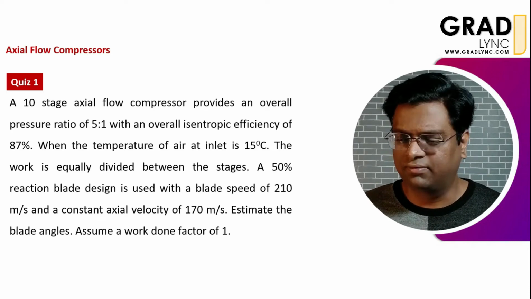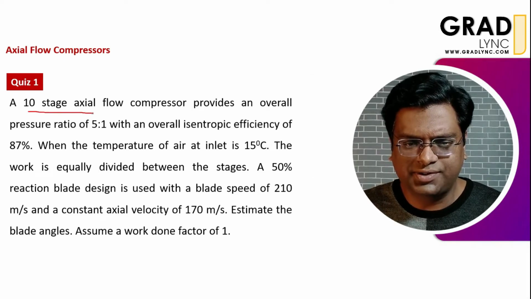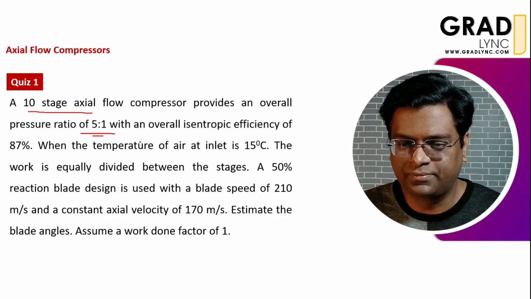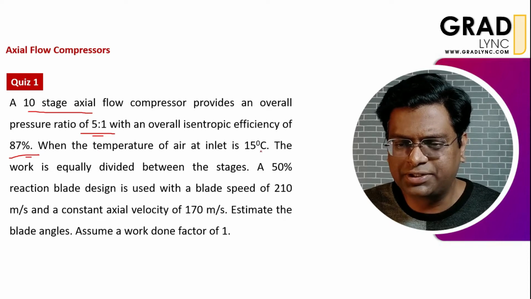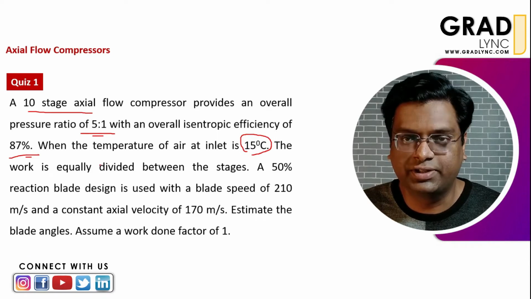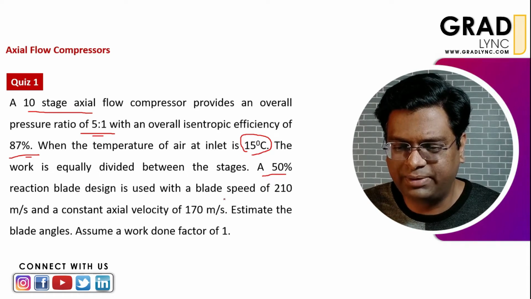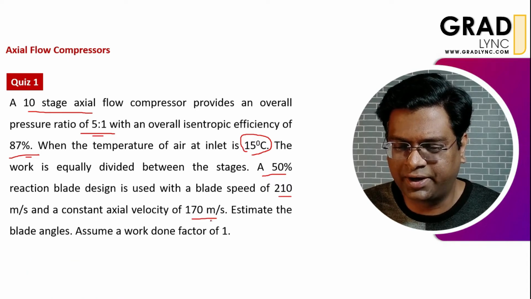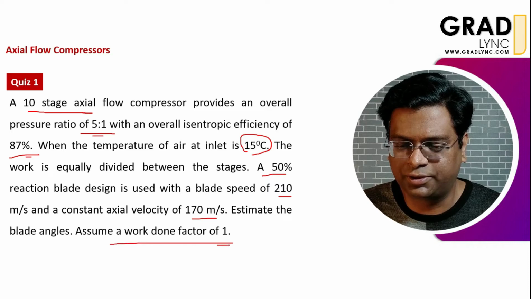So here is one numerical which talks about an axial flow compressor. A 10-stage axial flow compressor provides an overall pressure ratio of 5:1 with an overall isentropic efficiency of 87%. When the temperature of air at inlet is 15 degrees, the work is equally distributed between the stages. A 50% reaction blade design is used with a blade speed of 210 meter per second at a constant axial velocity of 170 meter per second. Estimate the blade angles. Assume the work done factor to be 1.